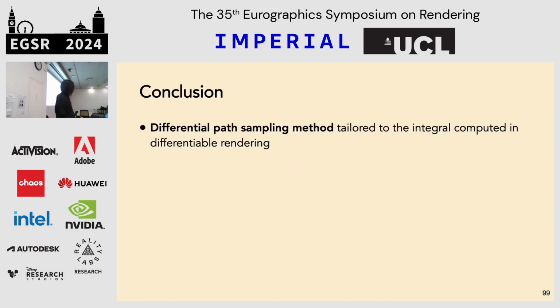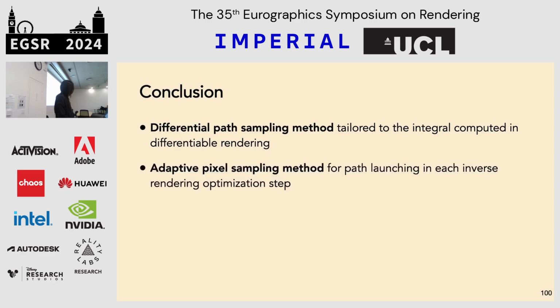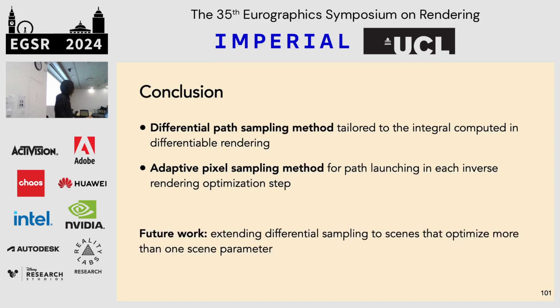To conclude, we introduced a differential path sampling method tailored to the integral computed in differentiable rendering. We also introduced an adaptive sampling method to choose pixels to start paths from in each inverse rendering optimization step. An important direction for future work is extending our differential sampling method to work for scenes that optimize more than one scene parameter or a spatially varying parameter. This is more complicated because a sampled path might have a high derivative contribution for one scene parameter, but not for the other parameters.